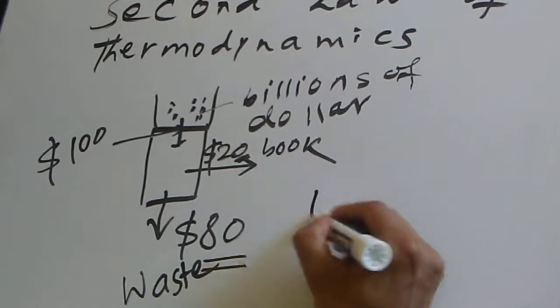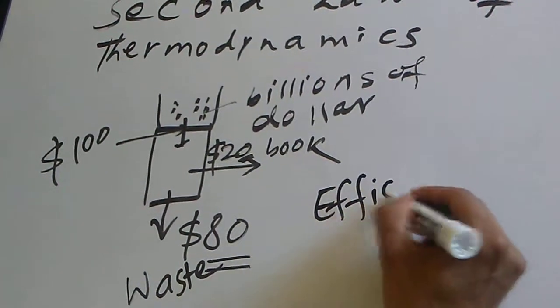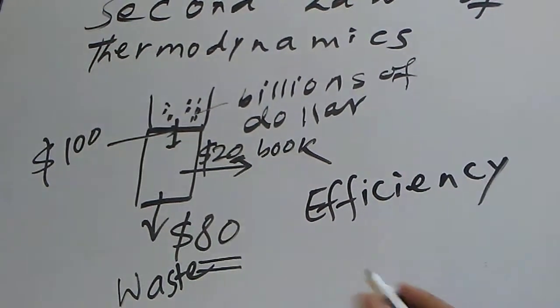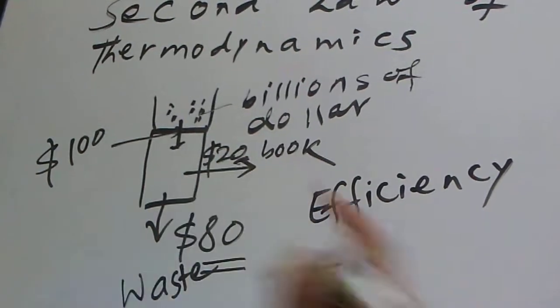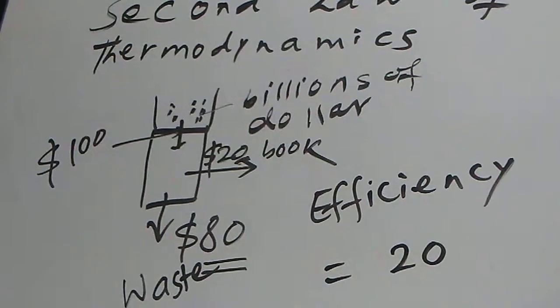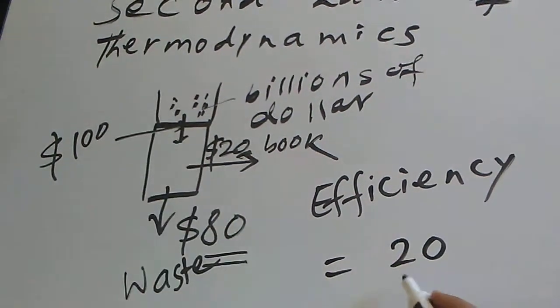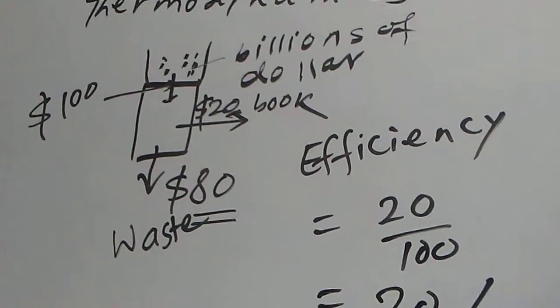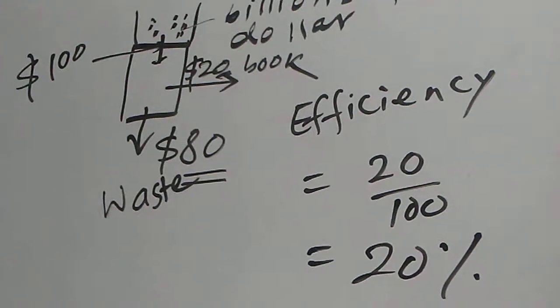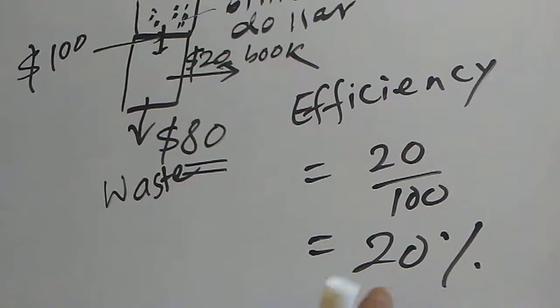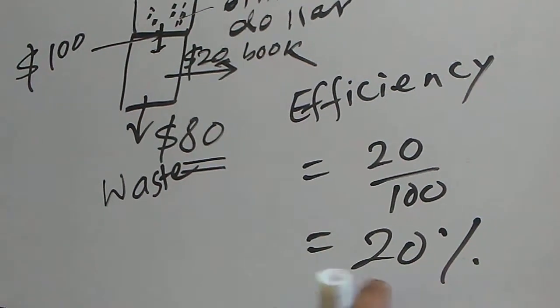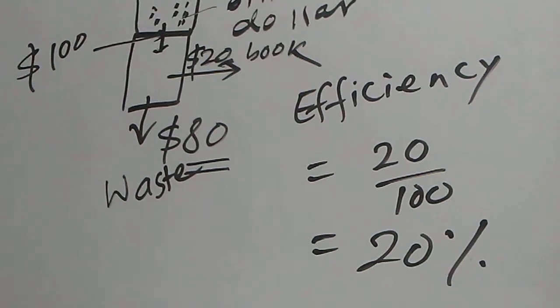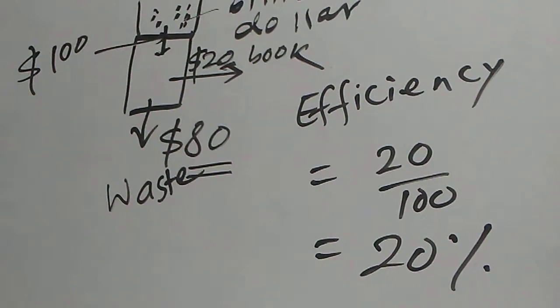So your efficiency in money managing is how much? $20 is useful, out of $100. So it equals 20%. Your money management efficiency is 20%. So this is called the second law of thermodynamics.